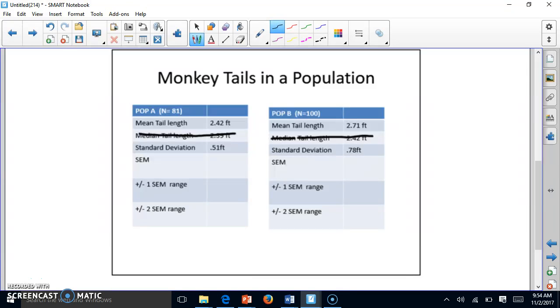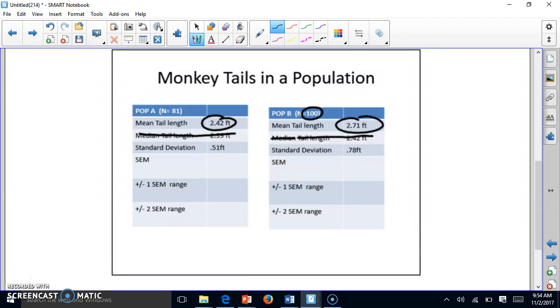But we have one population where they measured the tails of 81 monkeys, and the mean length was 2.42. And then we have another population, where they measured the tails of 100 monkeys, and the mean tail length was 2.71. So the question we're trying to answer is: is the difference between these two means different enough to conclude that in population A they actually have longer tails? Can we conclude that based on the differences in these means? To do that, the first thing we have to calculate is the standard error of the mean.